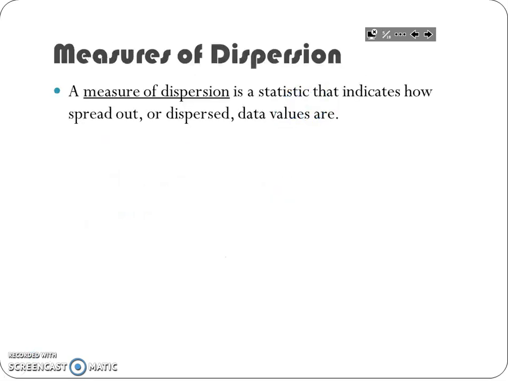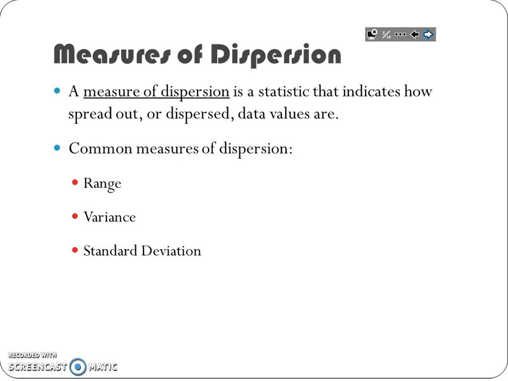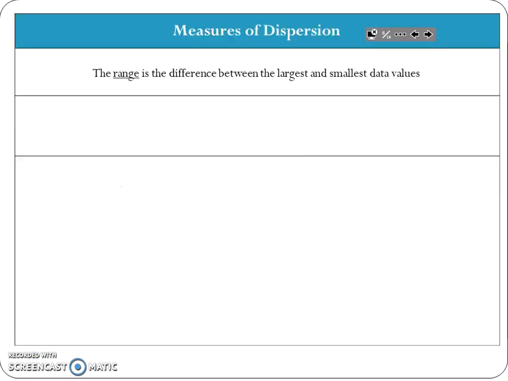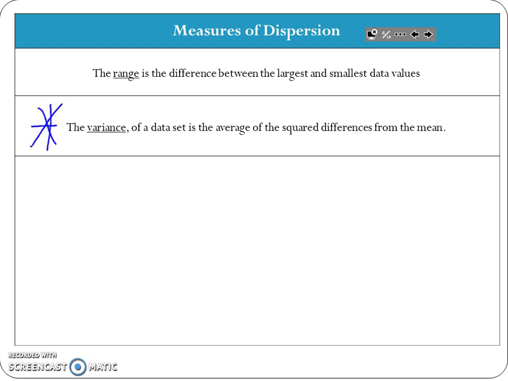Next, we have our measures of dispersion. This is a statistic that indicates how spread out or dispersed the data values are. So, common measures are going to be range, variance, and standard deviation. Range, all you do is you take the largest minus the smallest. Variance, we're not going to look at this one, okay? But variance is basically standard deviation. I'll talk to you guys about that in a second.